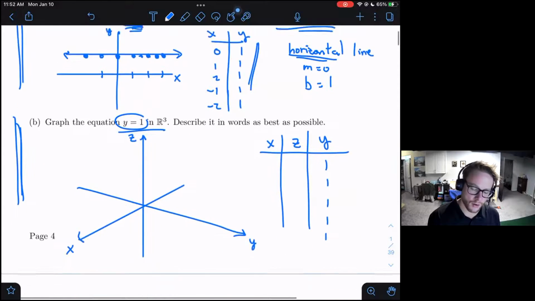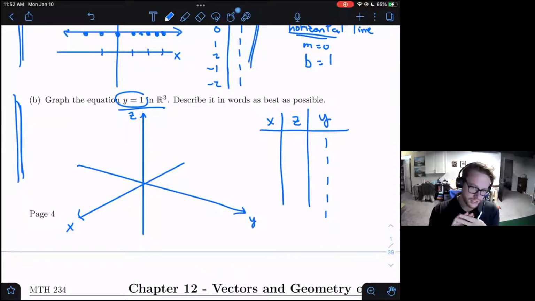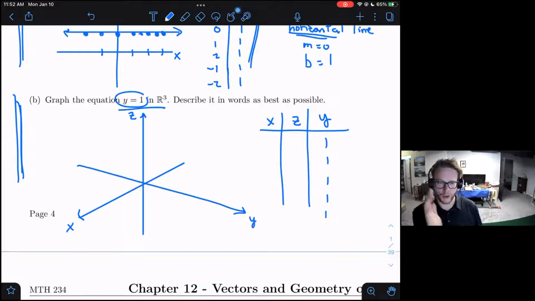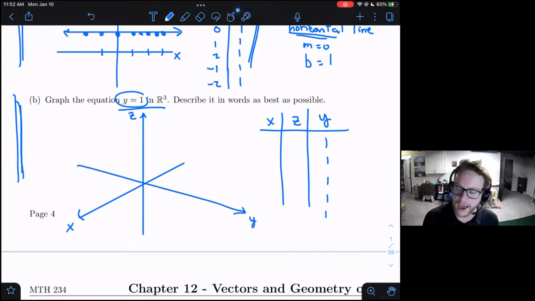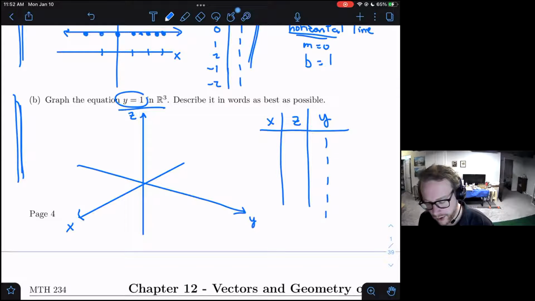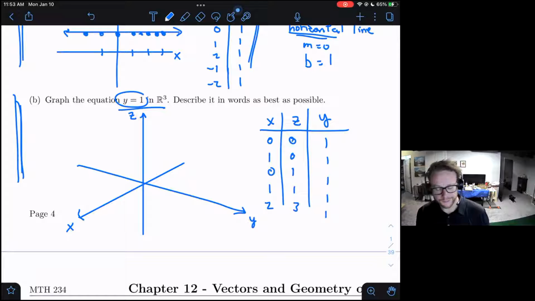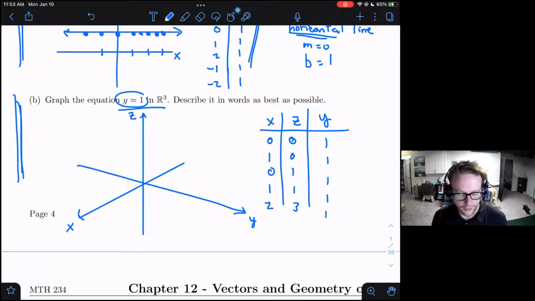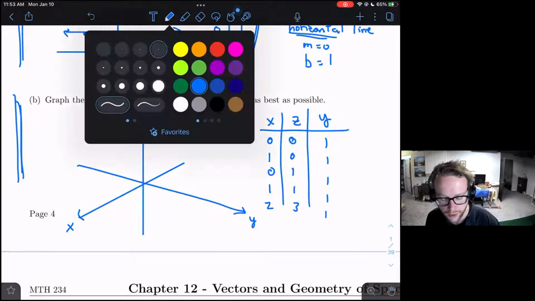So same sort of thing over here. There are no restrictions on x. There are no restrictions on z. X and z can be anything that they would like to be. They can be small values, large values, anything like this. But the only condition that we have is that y has to be equal to 1. So you could plug in things like 0 for both of them. You could do 1 and 0, 0 and 1, 1 and 1. You could start doing 2s here and there. And we could plot a few of these. So let's go ahead and plot a few of them.